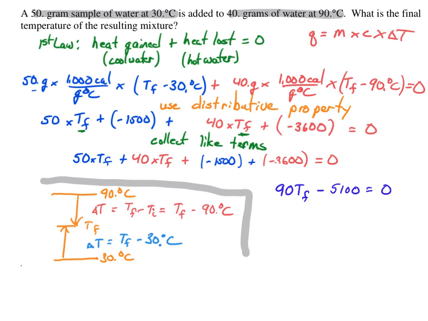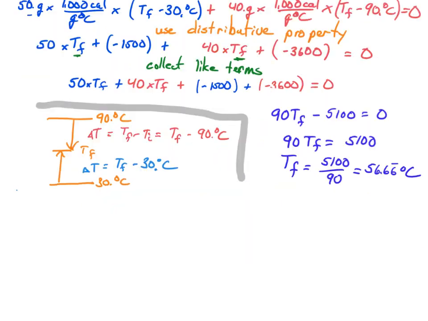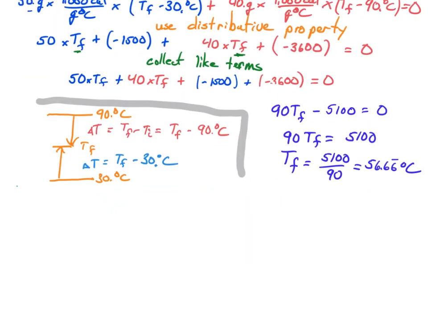So now we're going to add 5100 to each side. So we have 90 times TF is equal to 5100, and finally we can solve for TF. 5100 divided by 90 ends up being 56.66 repeating degrees C. For sig figs, we can justify only 2, so we have our final answer of TF is equal to 57 degrees C.